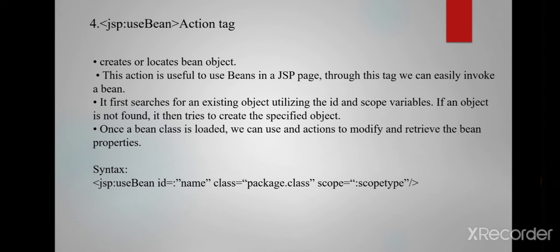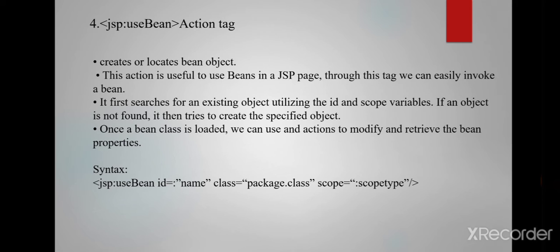Next, fourth one, JSP use bean action tag. The JSP use bean action tag creates or locates a bean object. This action is useful to use a bean in a JSP page. Through this tag, we can easily invoke a bean. It first searches for an existing object utilizing the ID and scope variables. If an object is not found, then it tries to create the specified object. Once the bean class is loaded, we can use actions to modify and retrieve the bean properties.